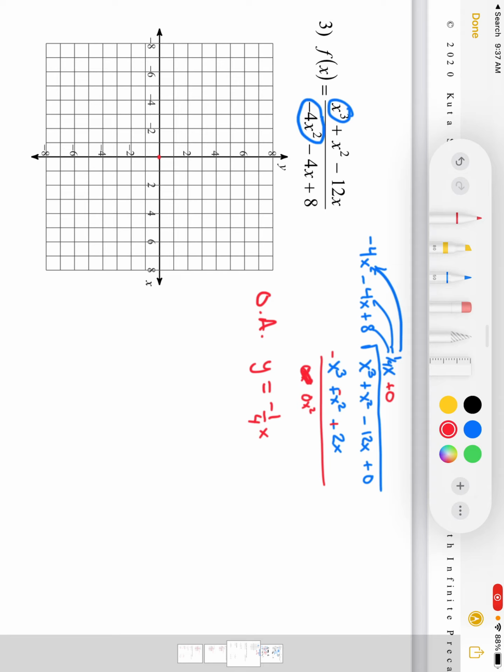So we can actually plot that. So it's here. So we go down 1 and right 4, down 1 and right 4. So it's going to be these points. So our oblique asymptote looks something like this.